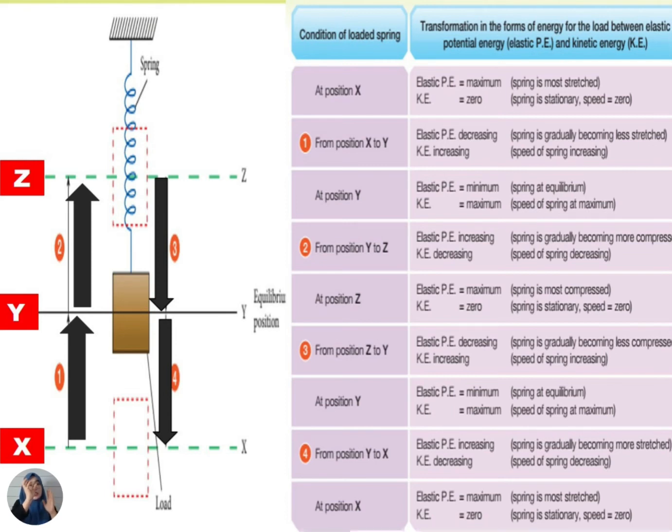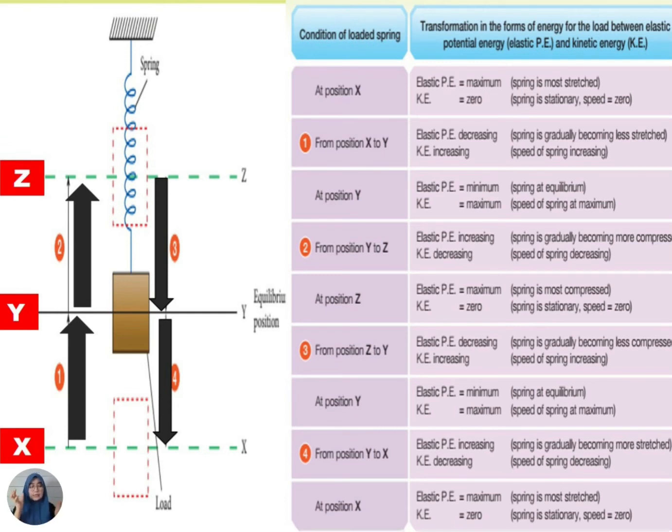So the elastic potential energy will decrease because it will go back to the equilibrium position. It will be less stretched, and the kinetic energy will start to increase because the speed of the spring is increasing. At position Y, the elastic potential energy will be minimum because that is the equilibrium position, and the kinetic energy is maximum because the speed of the spring is at maximum.